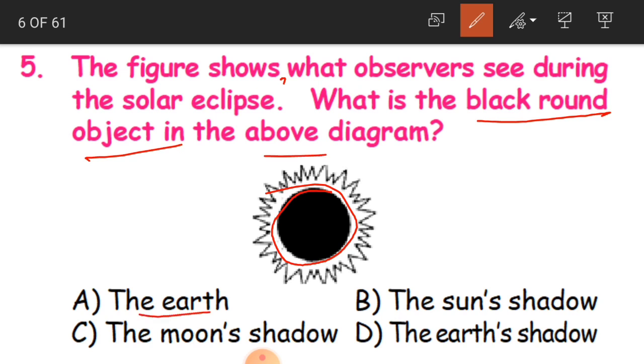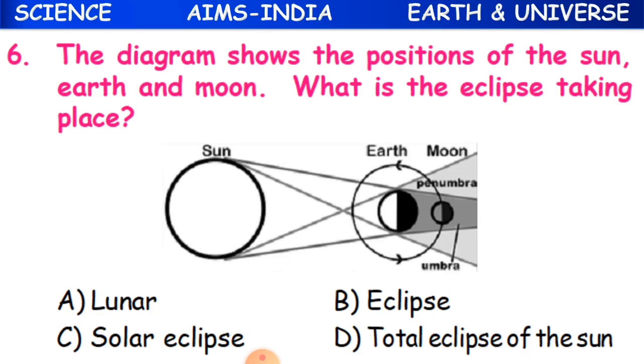Is it the earth? Is it the sun's shadow? Is it the moon's shadow? Or is it the earth's shadow? And the answer is the moon's shadow. Children, because this is the solar eclipse where the moon is blocking the sun, that is why this is the moon's shadow. Here, the sixth question.